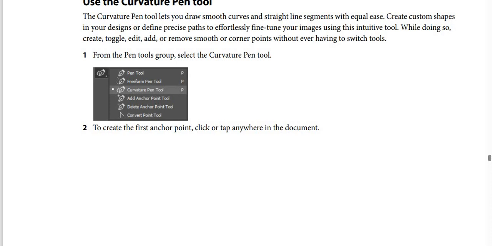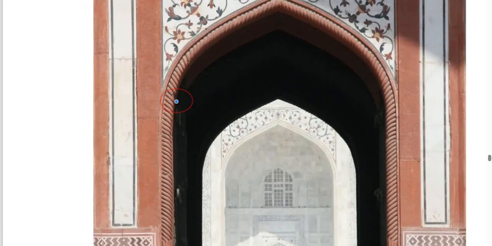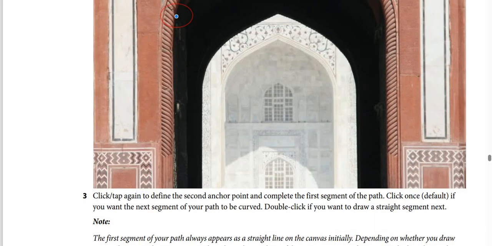Step number 1. From the pen tools group, select the Curvature Pen tool, like this screenshot. And number 2, to create the first anchor point, click or tap anywhere in the document. Look at this image now. Step number 3. Click or tap again to define the second anchor point and complete the first segment of the path. Then click once, the default, if you want the next segment of your path to be curved, and then double click if you want to draw a straight segment next.